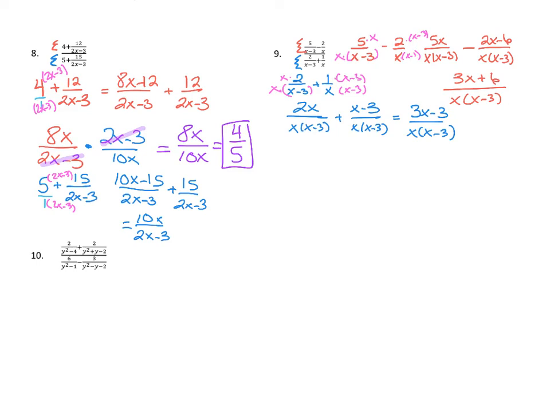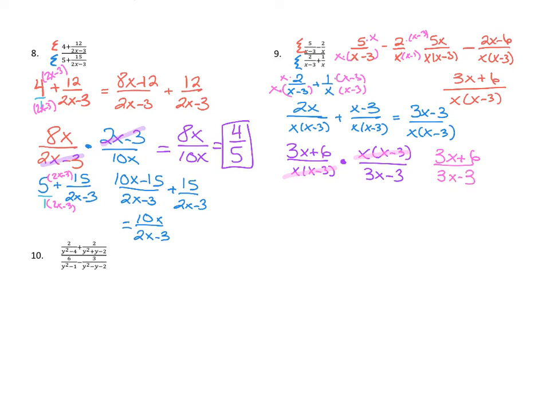So now I'm going to take my numerator, which was 3x plus 6 over x times x minus 3, and multiply it by the reciprocal of my denominator. And right away I can see that my x and x minus 3's, those will simplify because I have those both on the top and the bottom. Which means I will be left with 3x plus 6 over 3x minus 3.